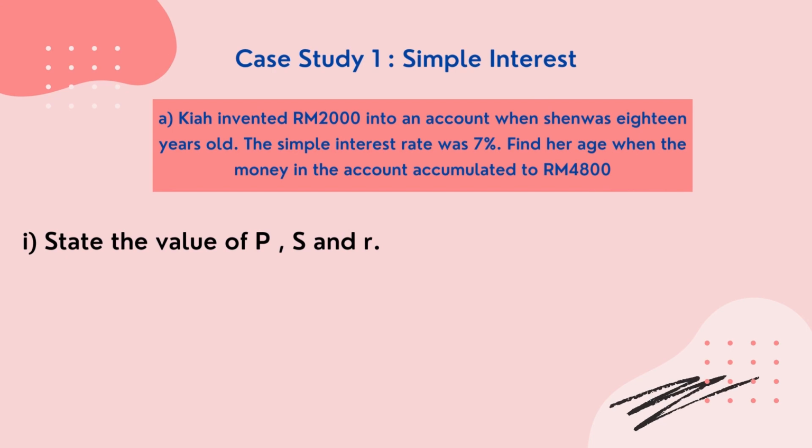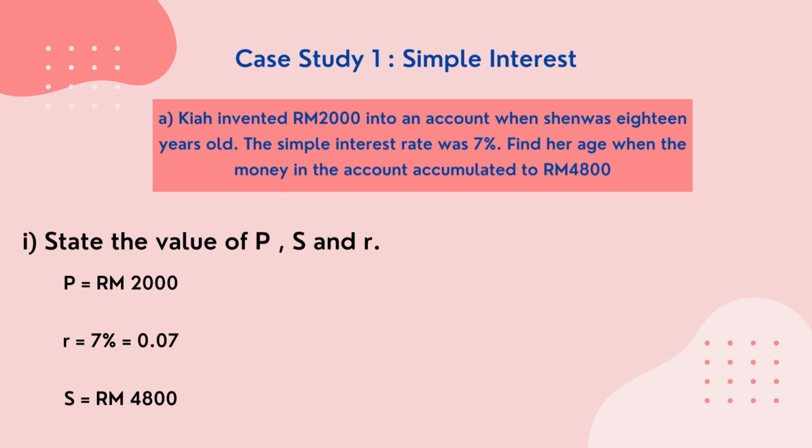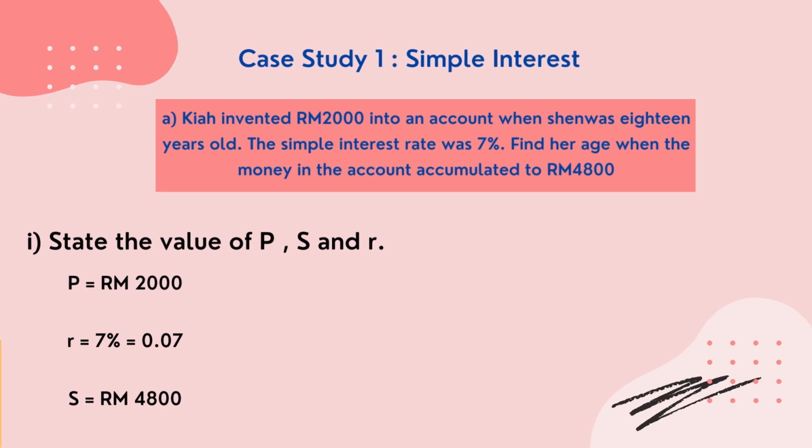So the first question is asking to state the value of P, S and R. First thing you need to do is, what is P, S and R? P is principal, S is simple amount, and R is rate. After that, what you need to do is just to find the answer from the question info that has been given. And finally, the answer is P is equal to RM2000, R is equal to 7%, but you need to convert it into decimal and it will be 0.07. And S is equal to RM4800. So that's how you're going to answer the question. Let's move to the next question.